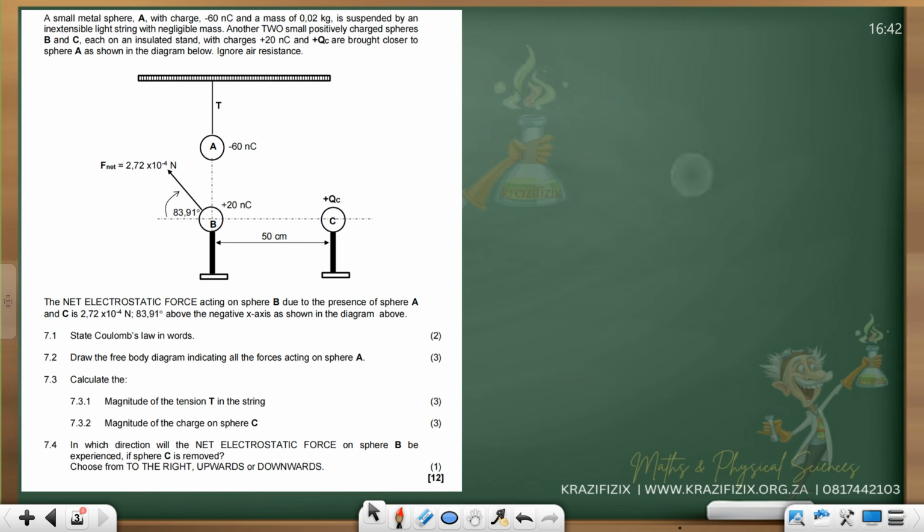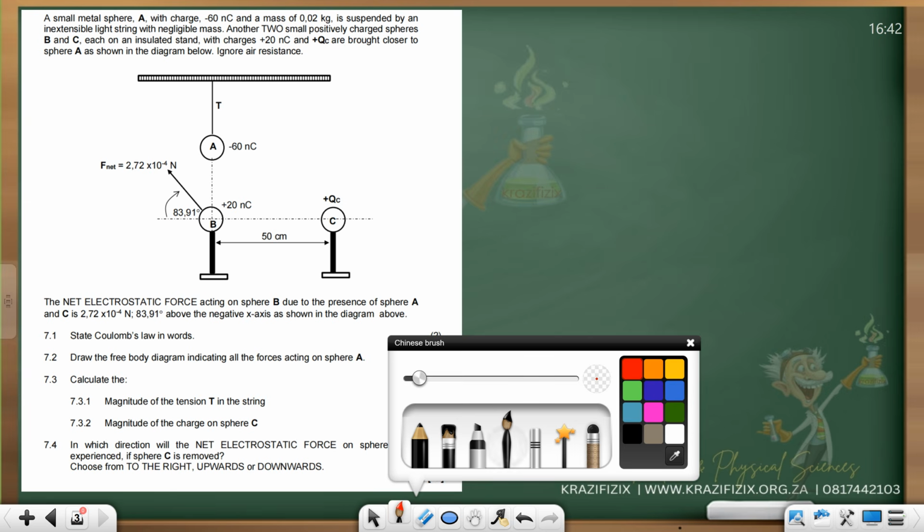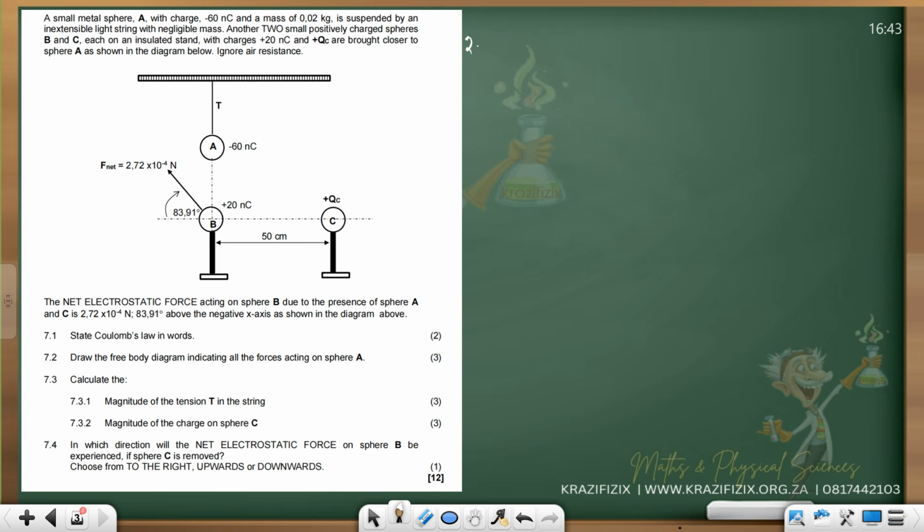State Coulomb's law, guys. Please, I don't want to embarrass you, so I'm going to skip. Number 2, please let's go learn Coulomb's law. I know we should know that the magnitude of the electrostatic force acting between any two objects is directly proportional to the product of the charges, and inversely proportional to the square of the distance between them. Please note, between their centers.